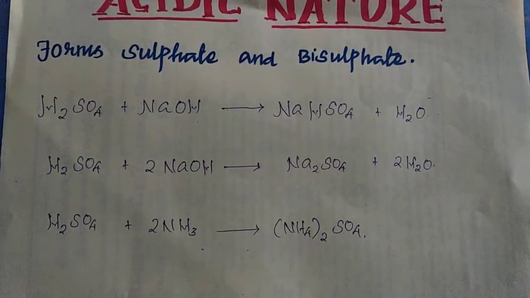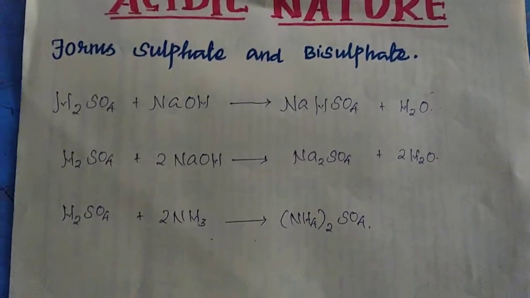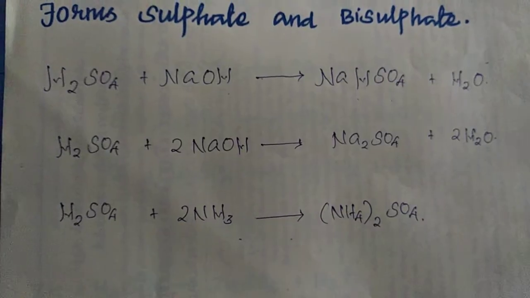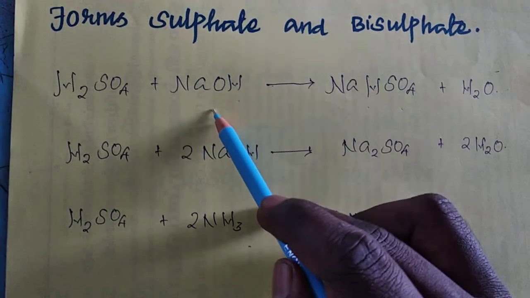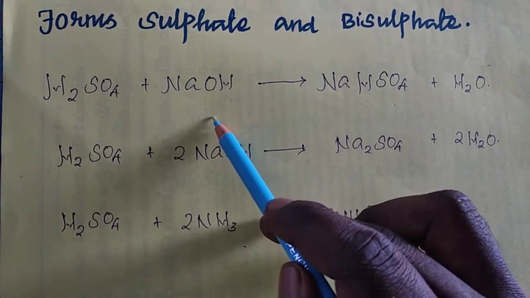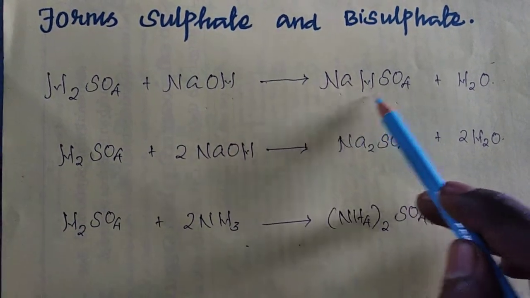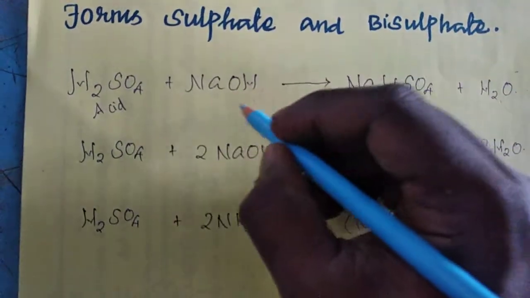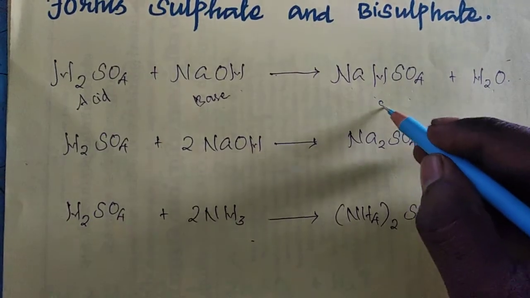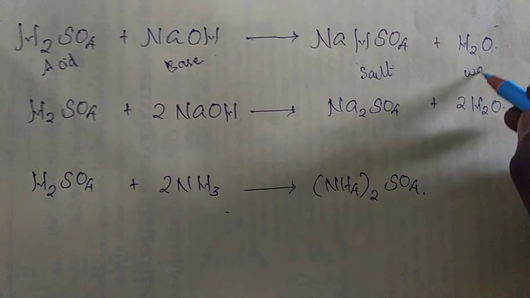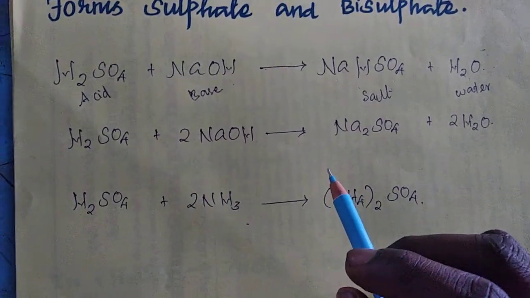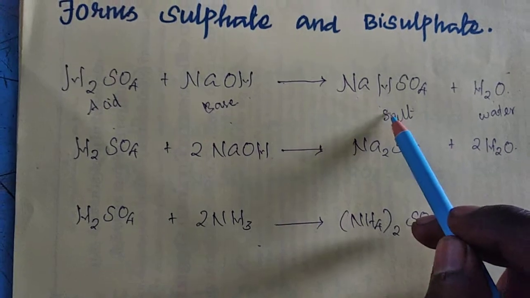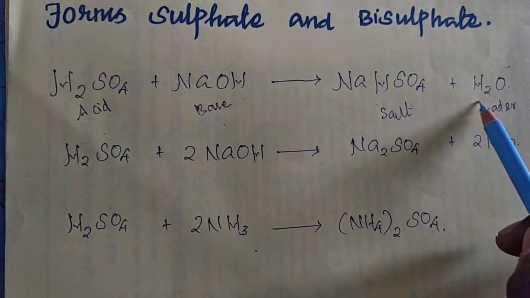Okay, so in the first equation, sulfuric acid is reacting with sodium hydroxide, and that results in the formation of sodium bisulfate. Sulfuric acid formula H2SO4, sodium hydroxide formula NaOH. When these two react, it results in the formation of sodium bisulfate along with a water molecule. Generally we can write acid plus base results in salt and water. So from this we can confirm the acidic nature of sulfuric acid. When sulfuric acid reacts with a base NaOH, it results in the formation of a salt, that is sodium bisulfate, along with a water molecule.